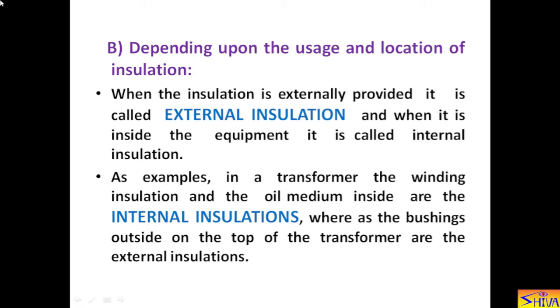Example, in transformer, the winding insulation and the oil medium are inside the body. So they are internal insulations. Whereas the bushings outside on the top of the transformer are the external insulations. Similarly, in the transmission line towers, you can observe the insulators. So they are external insulators.